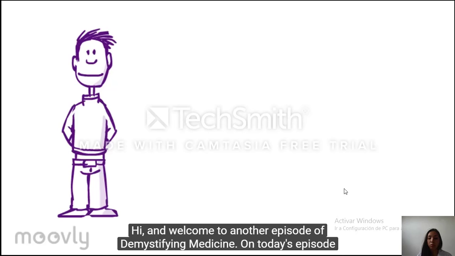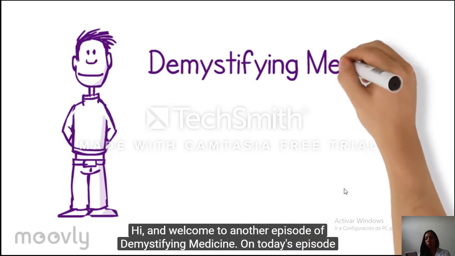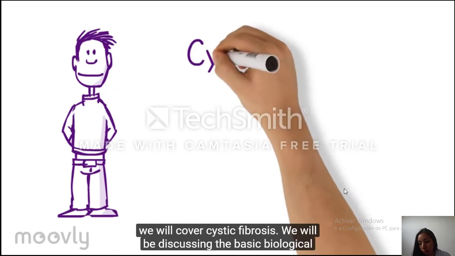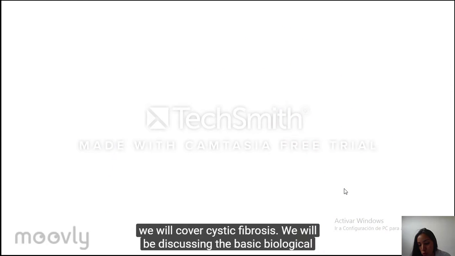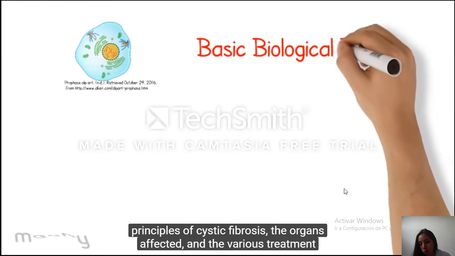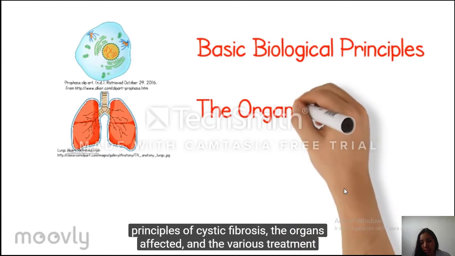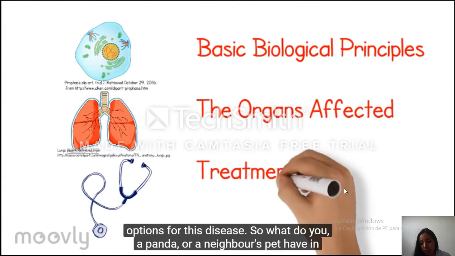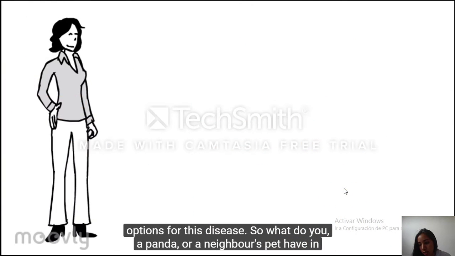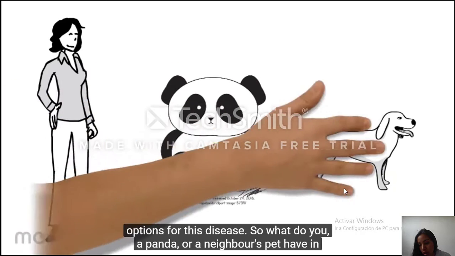Hi, and welcome to another episode of Demystifying Medicine. On today's episode, we will cover cystic fibrosis. We will be discussing the basic biological principles of cystic fibrosis, the organs affected, and the various treatment options for this disease. So what do you, a panda, or a neighbor's pet have in common?